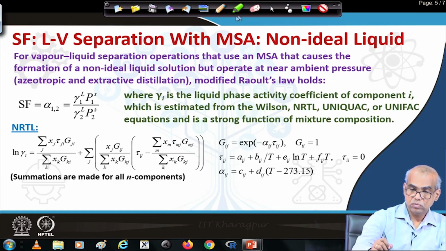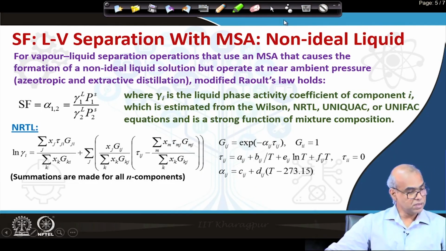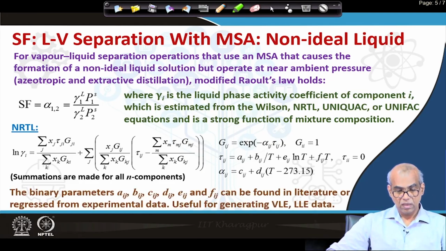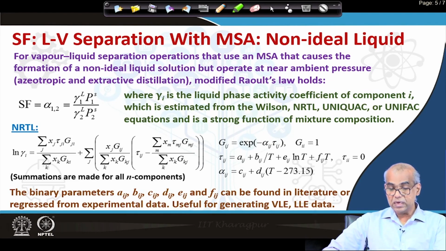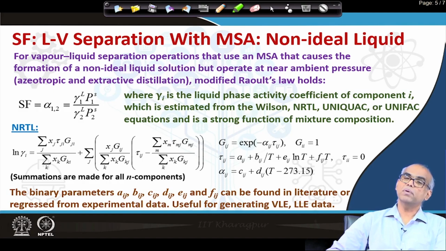Now, some of the binary parameters such as A, B, C, D, E, F, they can be found in the literature for the particular system you are handling, if it has already been reported in the literature. Otherwise, these values can also be regressed from the experimental data on thermodynamic equilibrium.